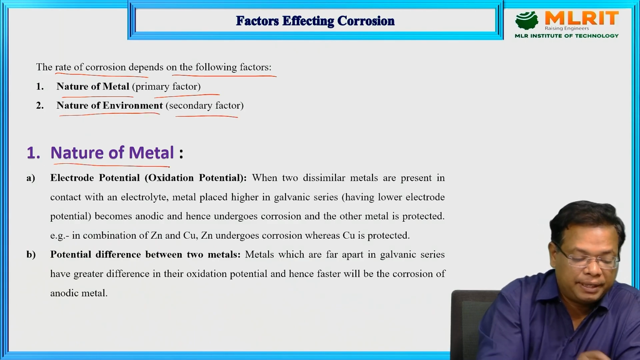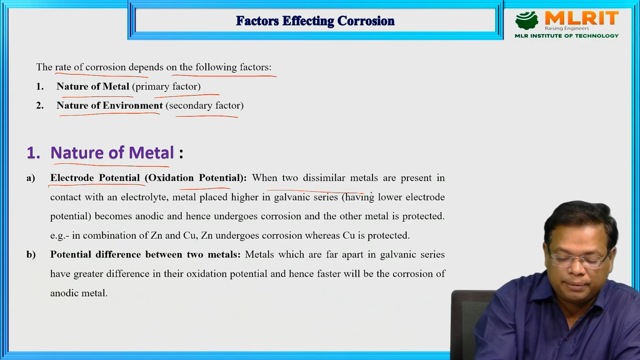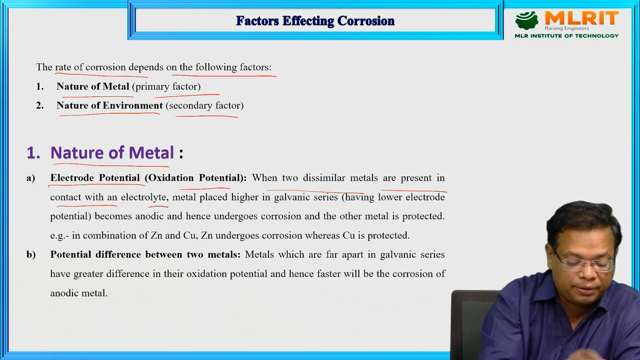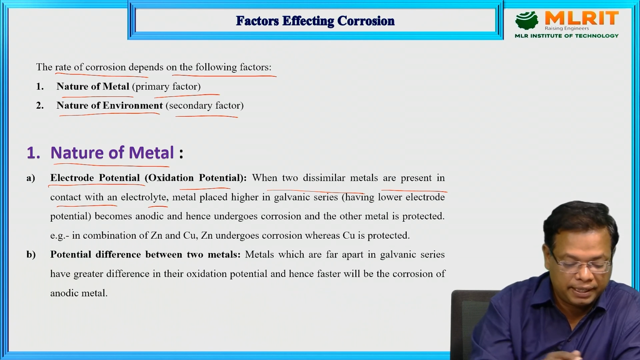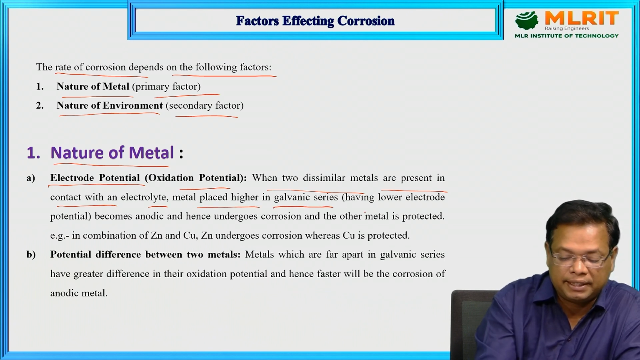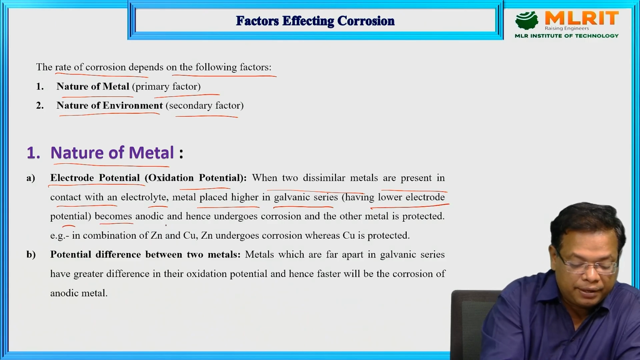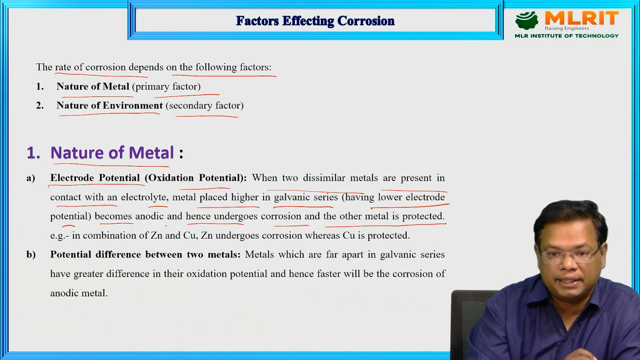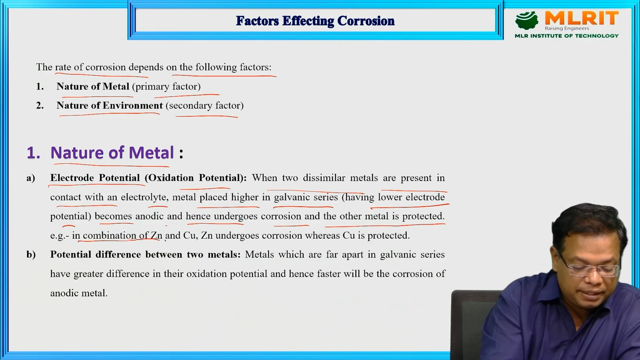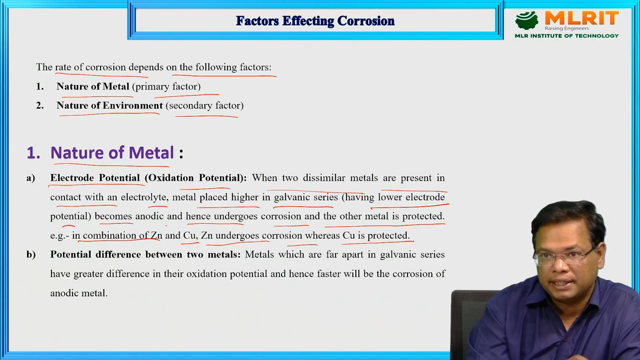The nature of the metal, electrode potential, oxidation potential. When two dissimilar metals are present in contact with an electrolyte, metal placed higher in galvanic series, having lower electrode potential, becomes anodic and hence undergoes corrosion, and the other metal is protected. So in combination of the zinc and copper, zinc undergoes corrosion, whereas copper is protected.